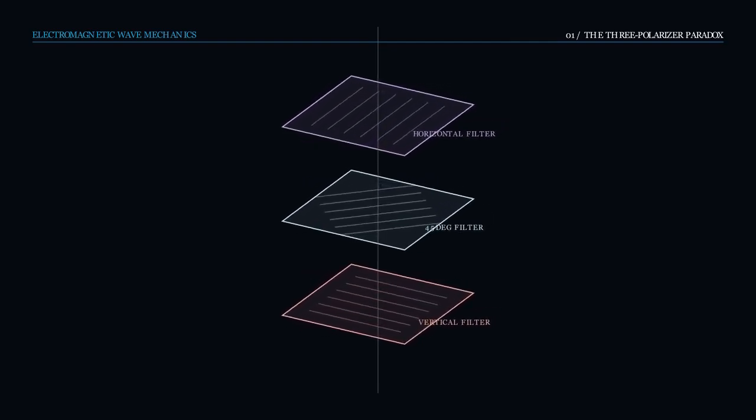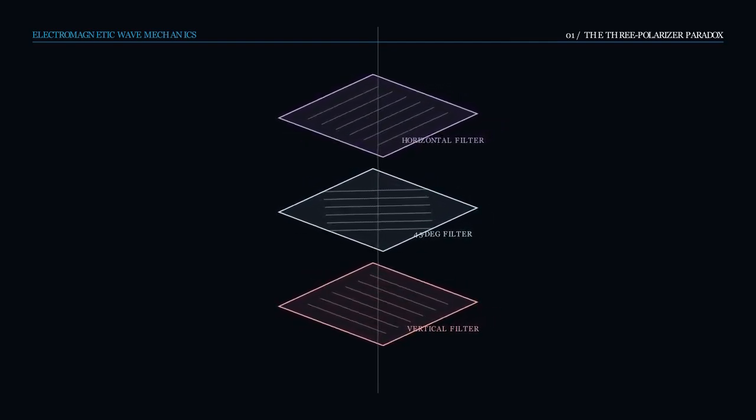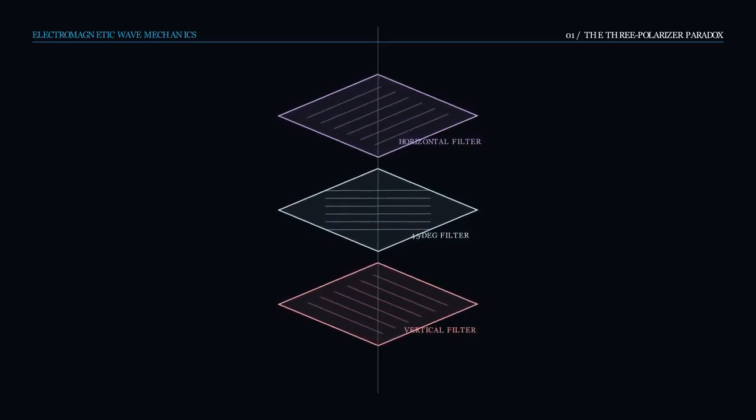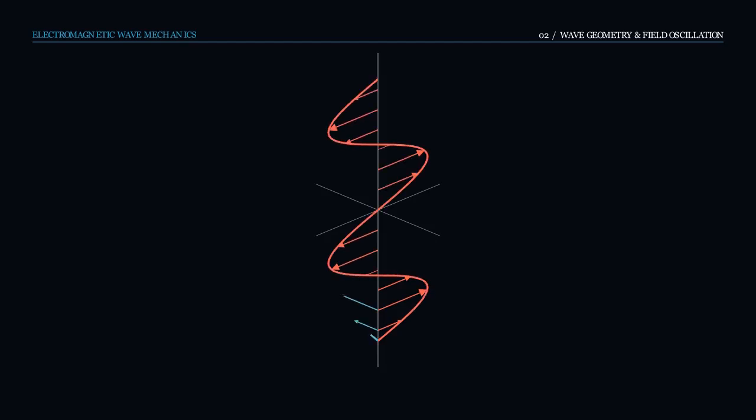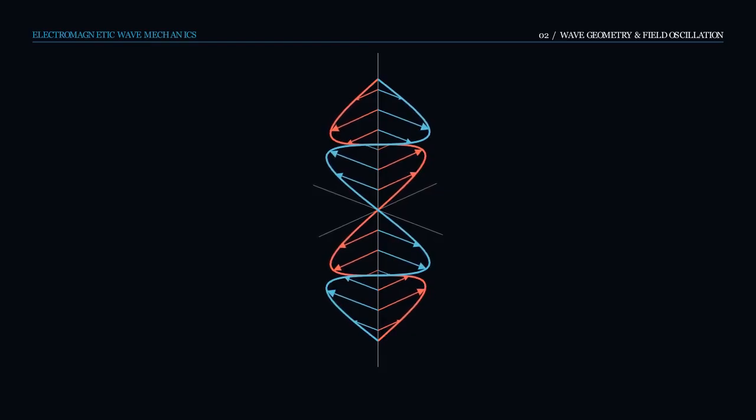We need to visualize the electric field vector as it propagates through space, carving out geometric trajectories that dictate how electromagnetic radiation interacts with matter. An electromagnetic wave consists of oscillating electric and magnetic fields. Because these fields are perpendicular to each other and to the direction of propagation, we can fully describe the wave's polarization by tracking just the electric field vector.